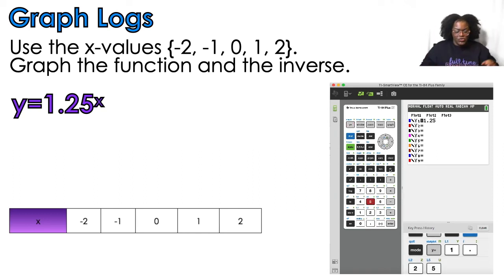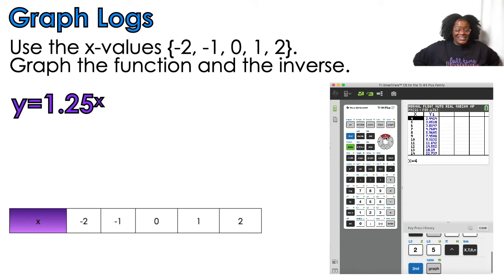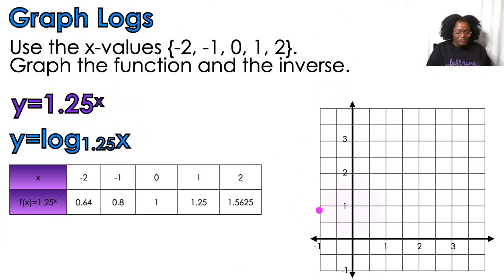Go to the y equals screen, 1.25 to the power of x. Then press second and table, and look at that, it does all of the wonderful work for me. I'm going to scroll up and find the values I'm looking for and plug them into the graph. Look at those values: 0.64, 0.81, 1.25, and 1.5625. So I'm just going to take those and graph them.